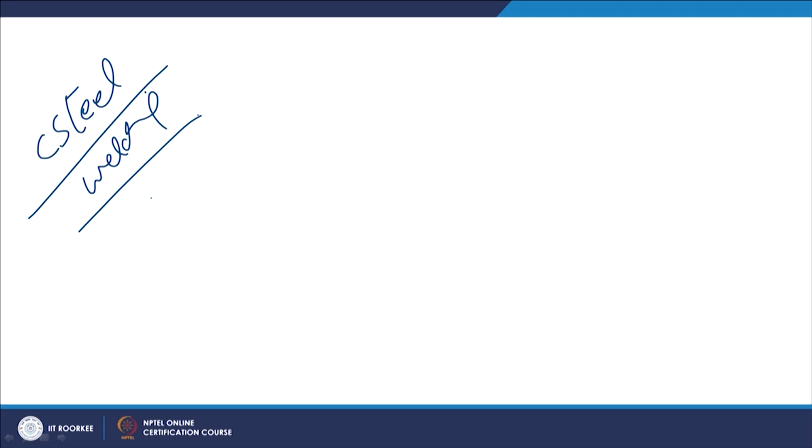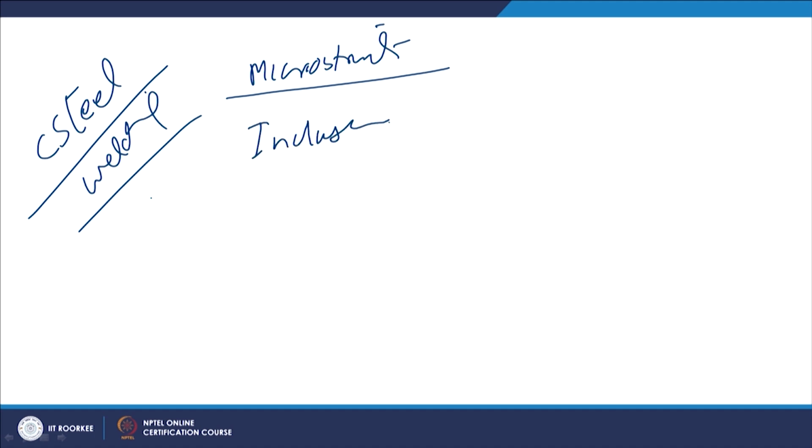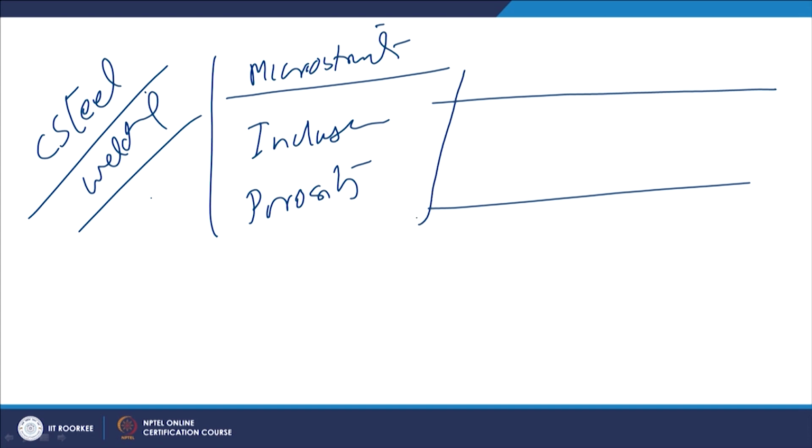Now, we will see the way carbon steels behave. The behavior of carbon steel during welding can be observed in a number of ways. One is the microstructural variation observed, the second is the way the inclusions present in the steel respond, and the third is the kind of pores formed during the welding of carbon steel. Starting with the structural variation in the weld metal during the welding of carbon steel.